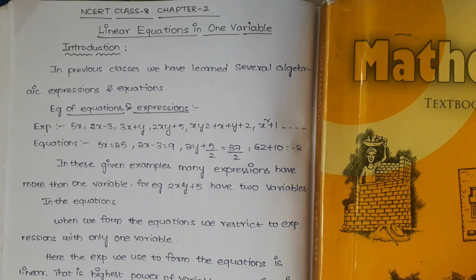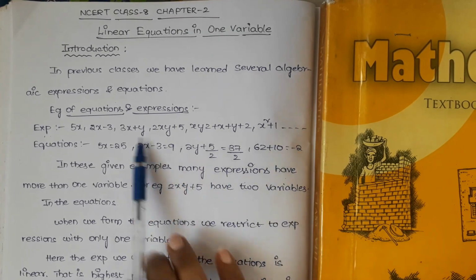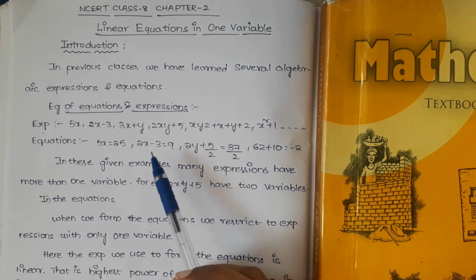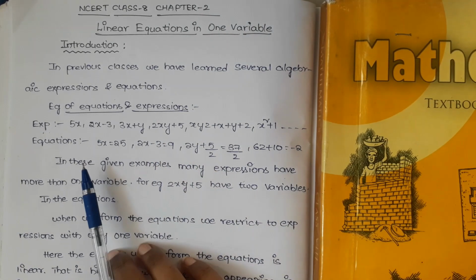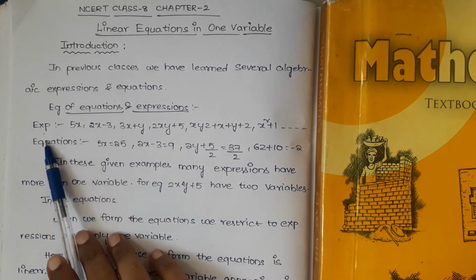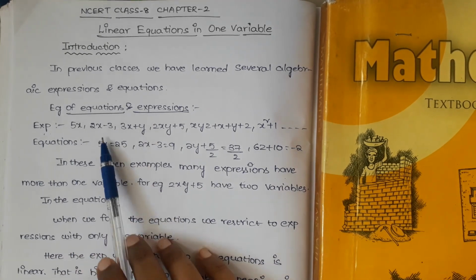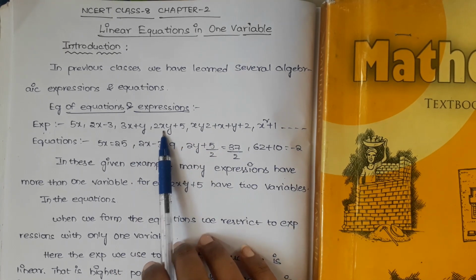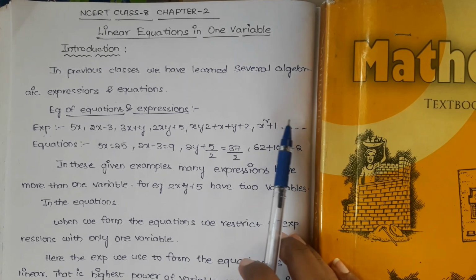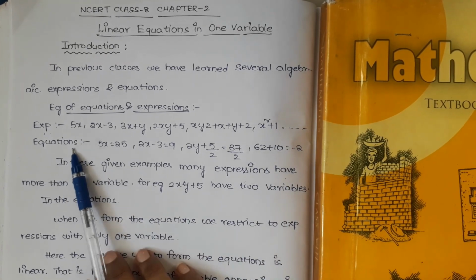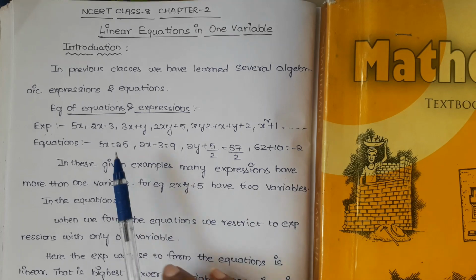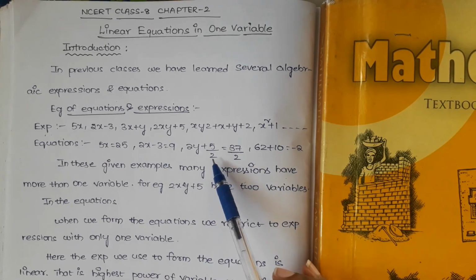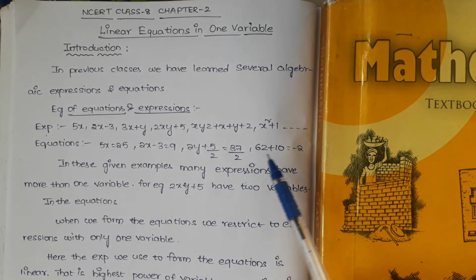In the previous classes we have learned several algebraic expressions and equations. Now let us see some examples of expressions and equations. Some examples of algebraic expressions are 5x, 2x minus 3, 3x plus y, 2xy plus 5 and so on. Now let us see some examples of equations: 5x equals 25, 2x minus 3 equals 9, 2y plus 5 by 2 equals 37 by 2, and so on.